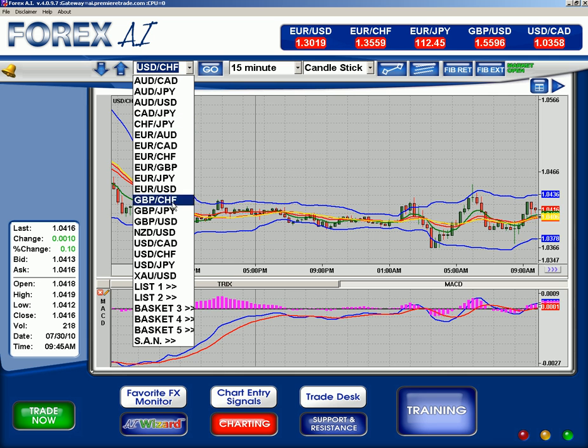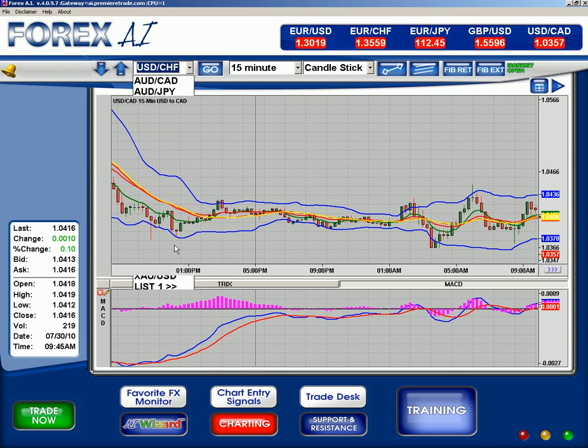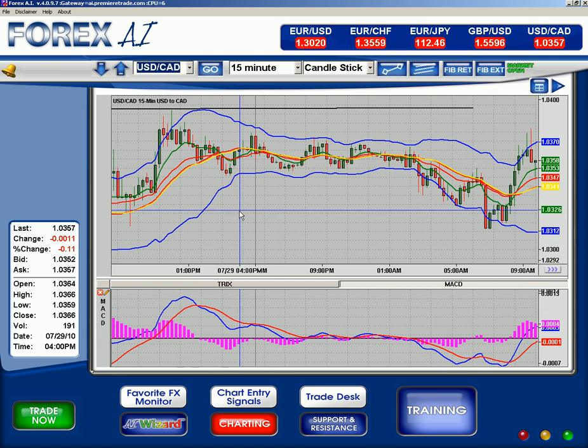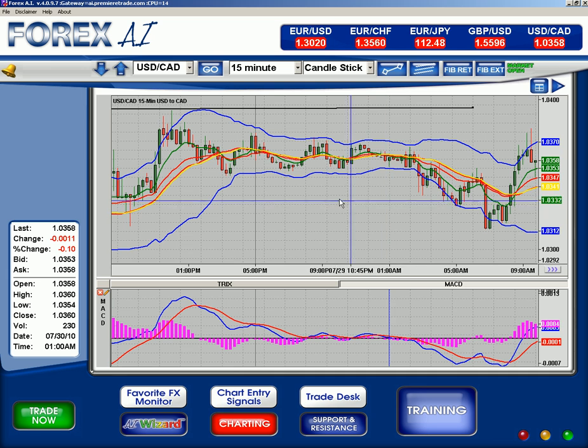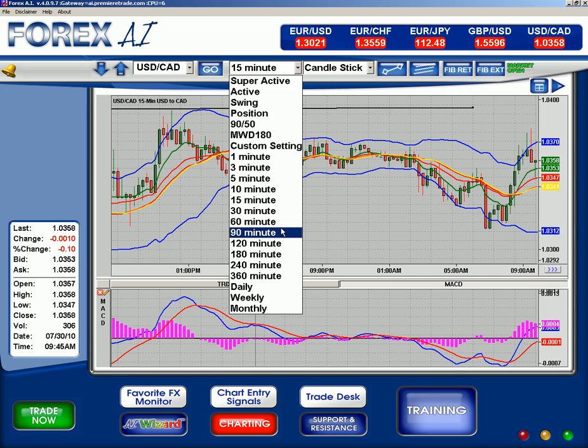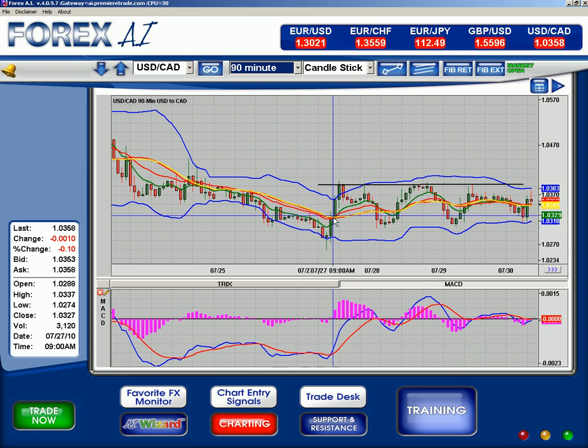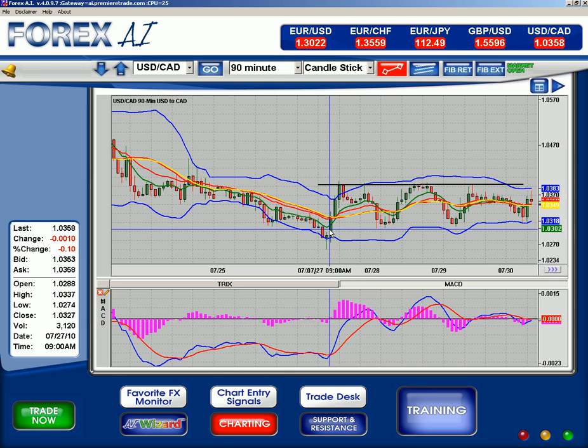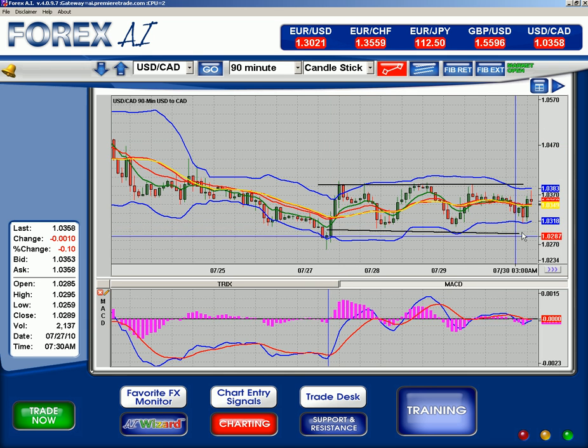Next on our list is the US dollar CAD. What we're looking for here is to see if we can get a reversal in this range trade. Now, we already had one bounce here. In fact, I need to put this on a 90-minute chart so you can see that this is running in between. Well, let's just draw one more line in here. Right in there.